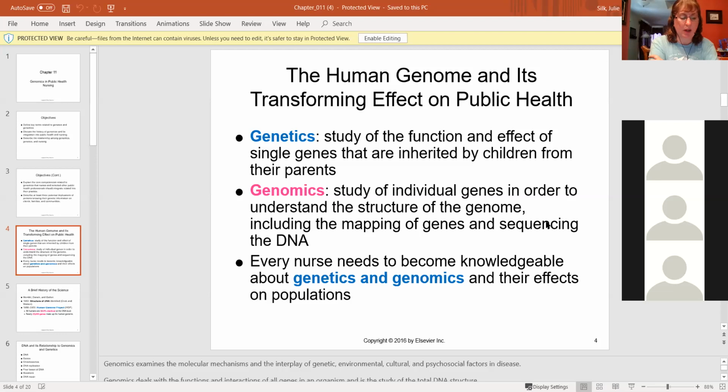It also talks about some of these other things up at the top here. Genetics is the study of the function and effect of single genes that are inherited by children from their parents. For instance, if you were trying to see if someone was going to inherit Huntington's disease from their parents, you could look at their genetics and figure that out. Every nurse needs to become knowledgeable about genetics and genomics and their effects on populations, because you can actually help patients that way if you know a lot about it.